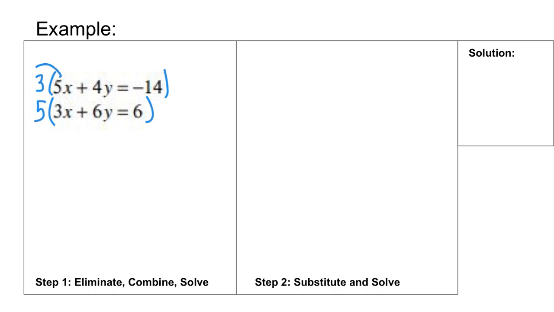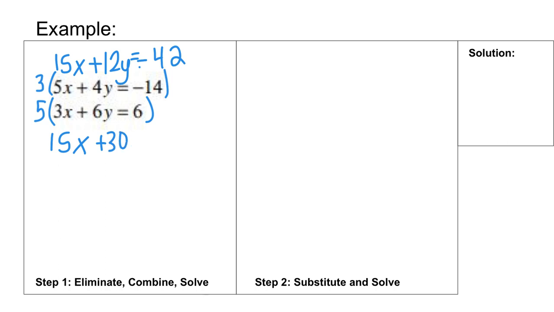So if I do that and I multiply everything here by 3, my new equation for that top is going to be 15x, 12y, and negative 42. And then the bottom equation will be 15x, 30y, and 30. And again, I'm getting that by multiplying everything in there by 5, or everything in the top one by 3.